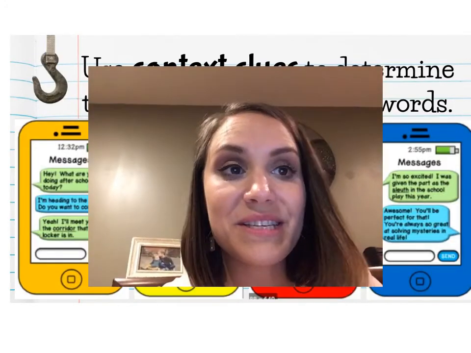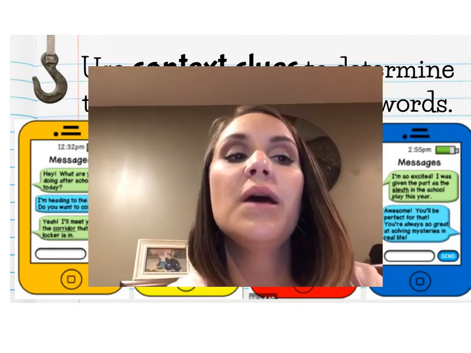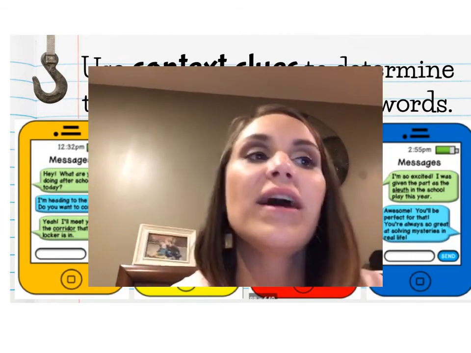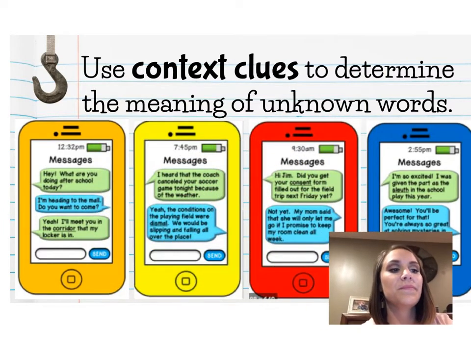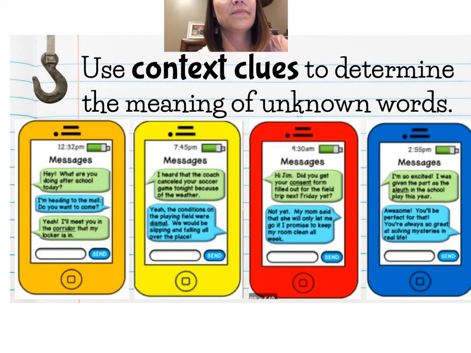Now, yesterday we started learning about context clues. Let's go ahead and warm up our brains before we go into the text and look at notes and think about how context clues can help us. Use context clues to determine the meaning of unknown words. So here's some examples. Let's look at the first one.